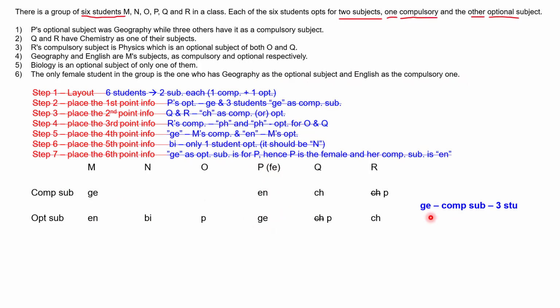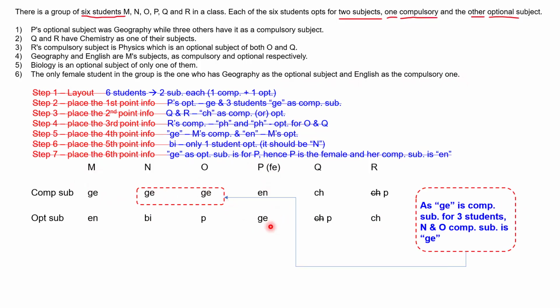Now let's come back to the pointer which we have written in the side fashion. Geography will be compulsory subject for three students. So one student who has geography as compulsory is M, and the other three students will be N and O. So we write geography for them. So the final distribution is as shown in the figure.